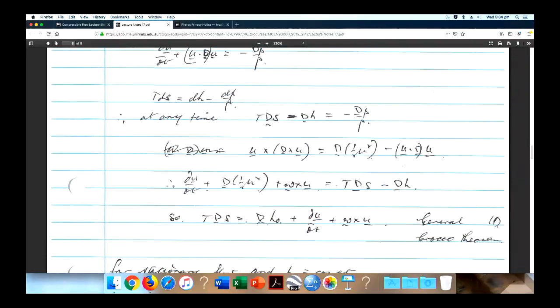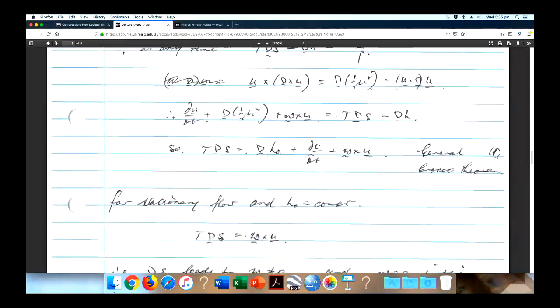So what you can see, it's not very difficult to follow. What you can see is that if I take the gradient of H to this side, and I put the gradient of H plus a half U squared, and H plus a half U squared is the total enthalpy, H naught. So in fact, what I've done is I've brought this across to this side. So I have T, the gradient of s, is the gradient of h naught plus dU/dt plus omega cross U.